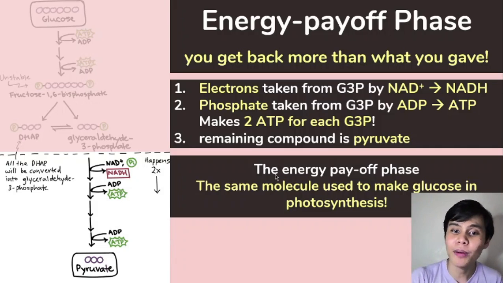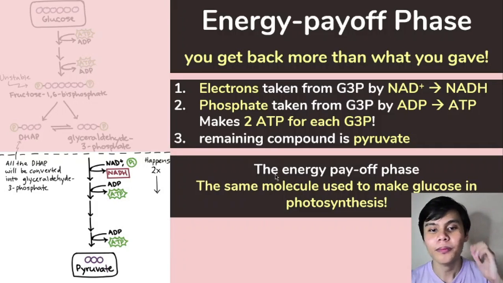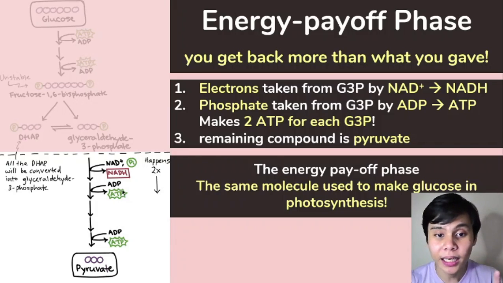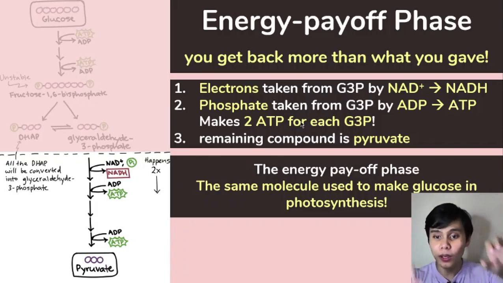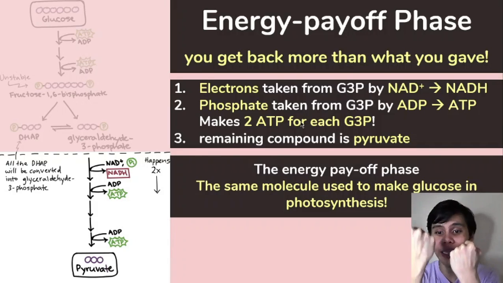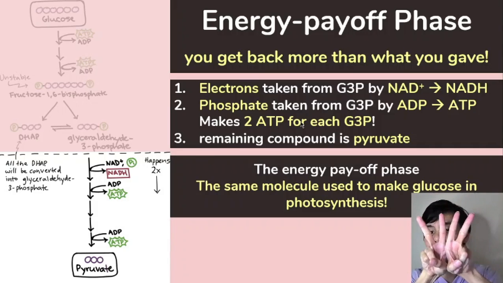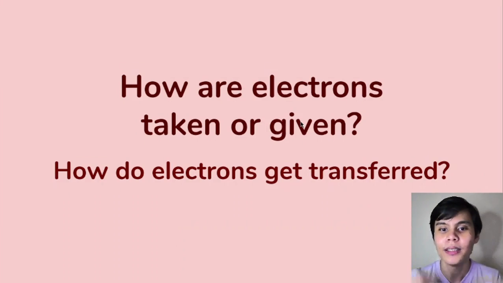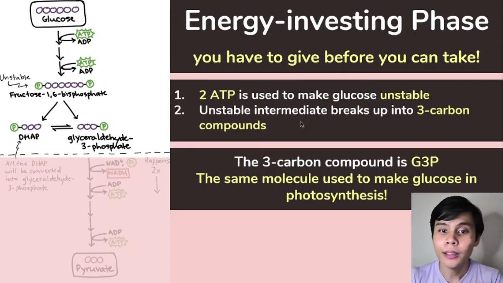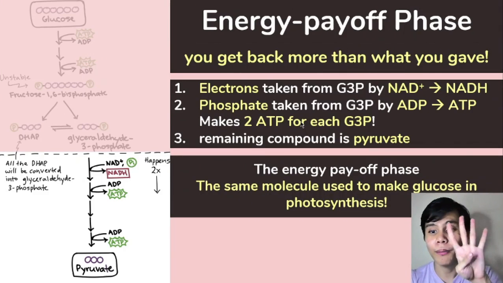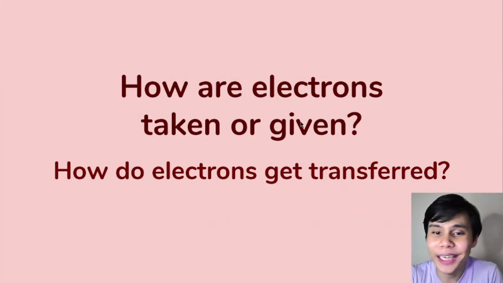So again, in the energy payoff phase, we get 2 ATP for each G3P. Earlier when we broke apart the glucose, we got 2 G3P. So for each one, we get 2 ATP. 2 times 2, we get 4. We have 4 ATP, right? So we gave 2 and got 4 back, so we earned 2 ATP.